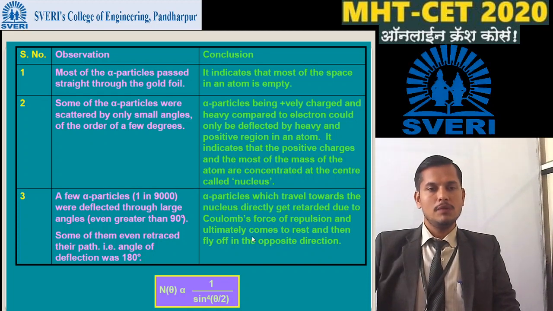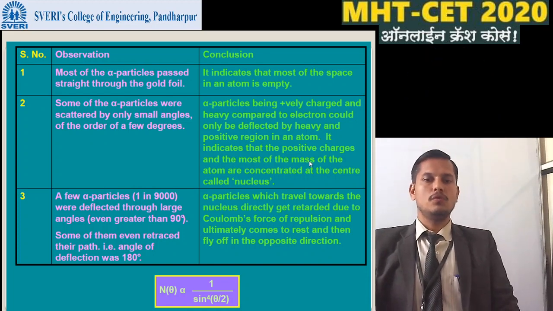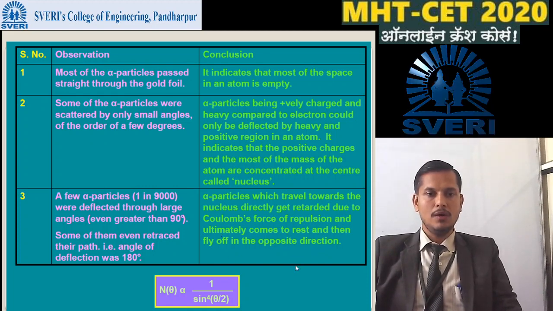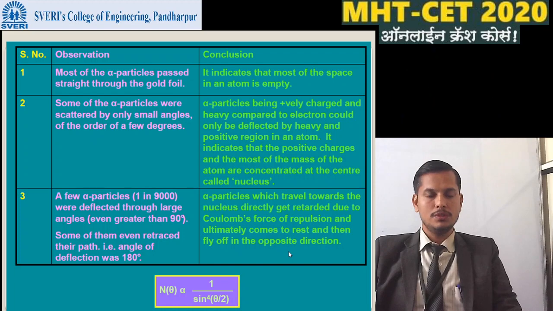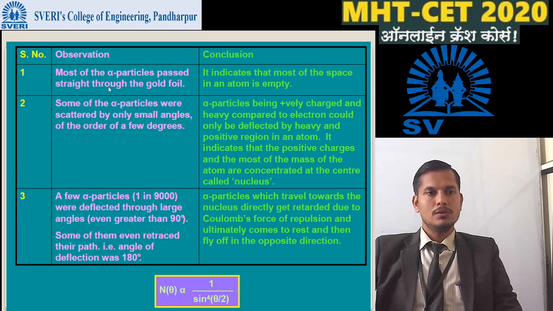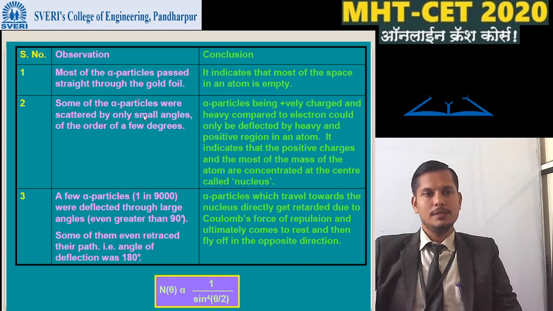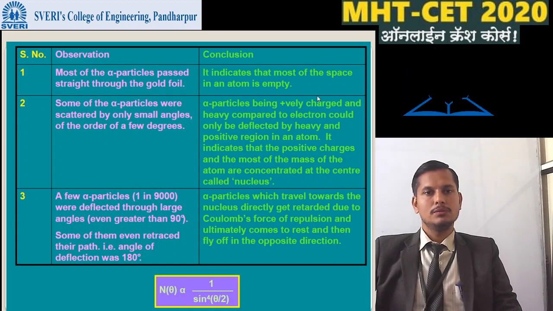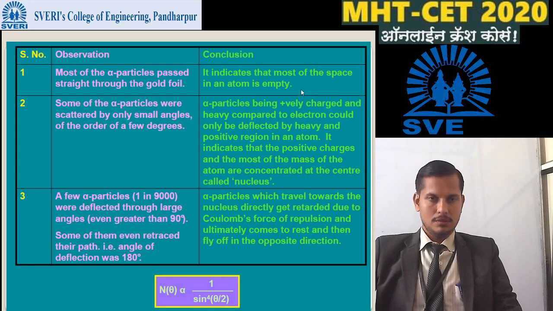What is the conclusion? Alpha particles which travel towards the nucleus directly get retarded due to Coulomb's force of repulsion and ultimately come to rest and then fly off in the opposite direction. So in the first observation, most of the alpha particles are passing in a straight line through the gold foil. So it means that in an atom there is much space available, so that alpha particles are passing in a straight line.